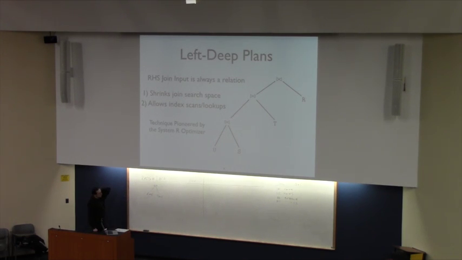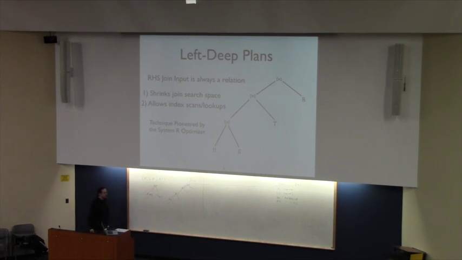So the idea here is that you create a fixed template for the join. I have four relations, and so what I'm going to do is limit myself to plans that look like this. If I have a fifth relation, again, there's a very standardized template for the structure of the join, not necessarily the order in which the tables are joined together, but the structure of the join.